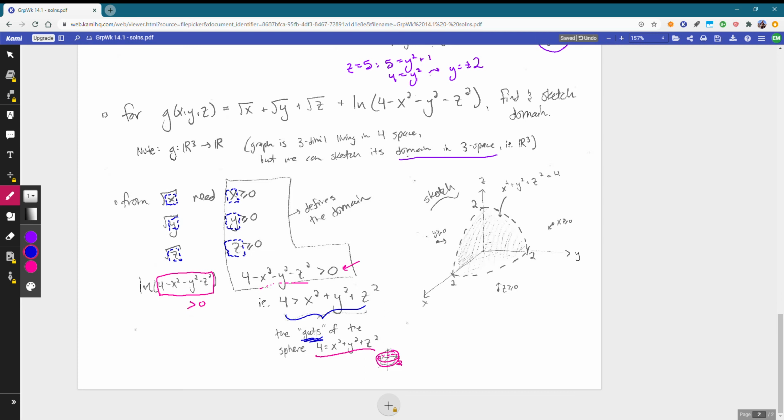And so if we put that together with our other observations, restrictions on x, y, and z, we are in the first octant, and we are looking at the guts inside the sphere of radius 2. So here I've kind of drawn the shell of the sphere, dashed lines, and we're looking at the stuff inside. So anything in this chunk we could plug into our function g.